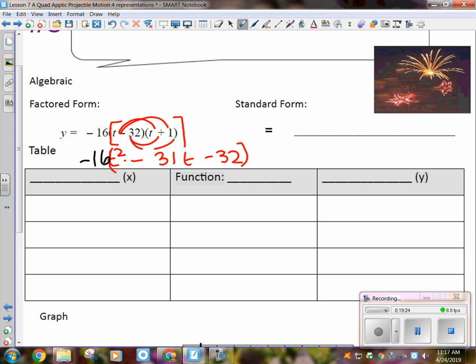Use a calculator or DESMOS. Y'all ready? What's -16 times t squared? -16 t squared. What's -16 times -32? No, -31. -16 times -31. Use DESMOS or calculator, whatever you got. Who's got it? 496 t. That number has meaning. And what's negative 16 times negative 32? 512. Oh, that number has meaning.